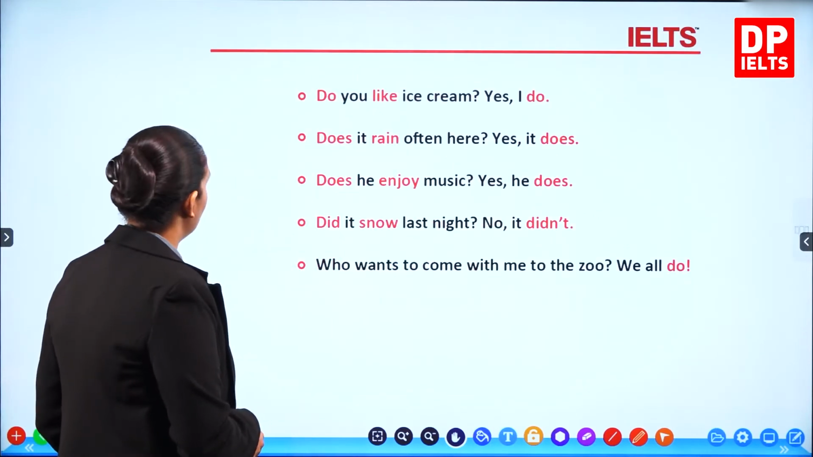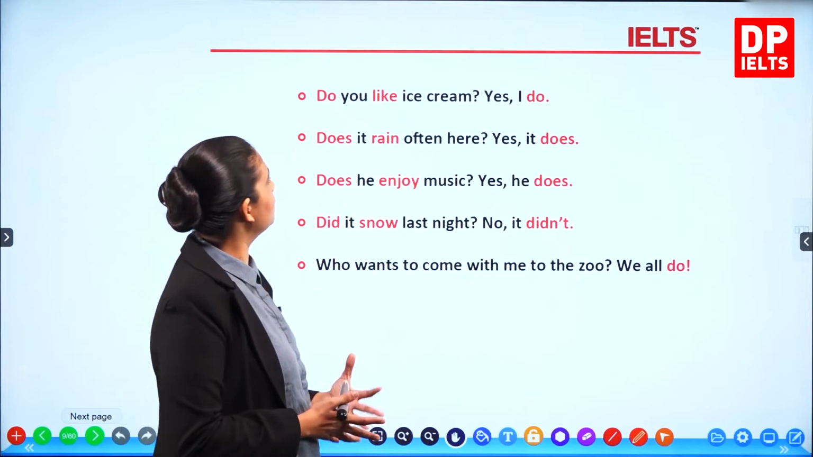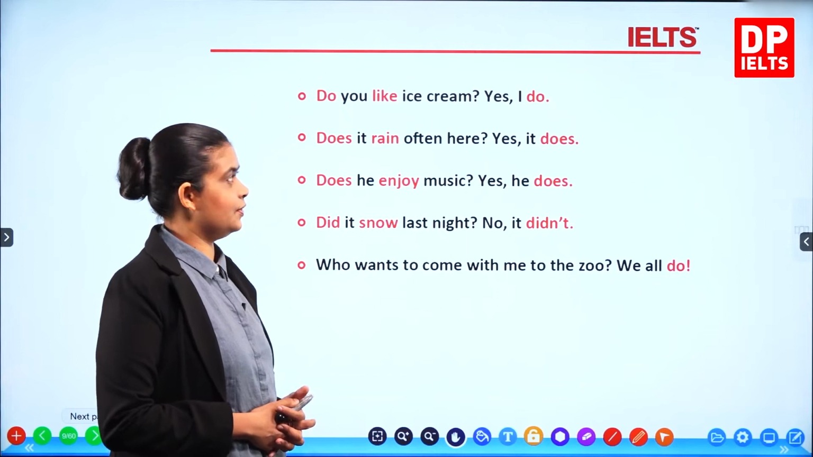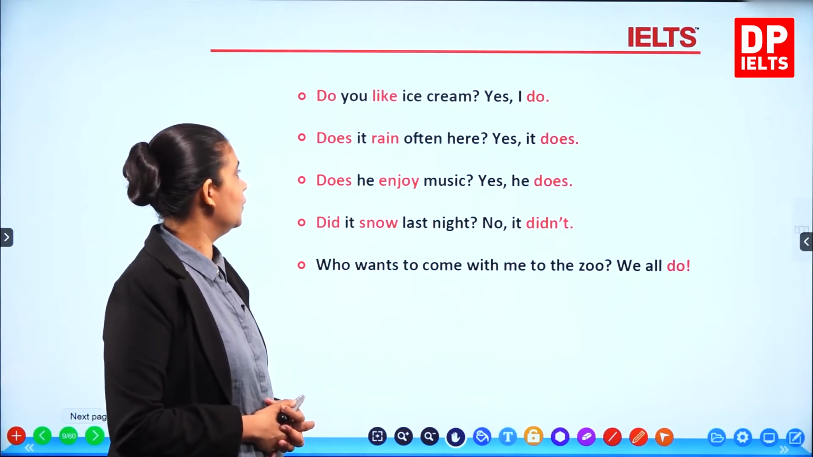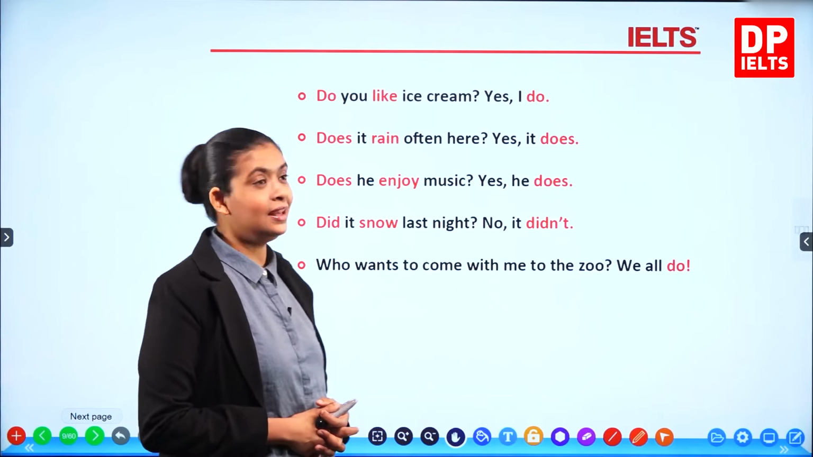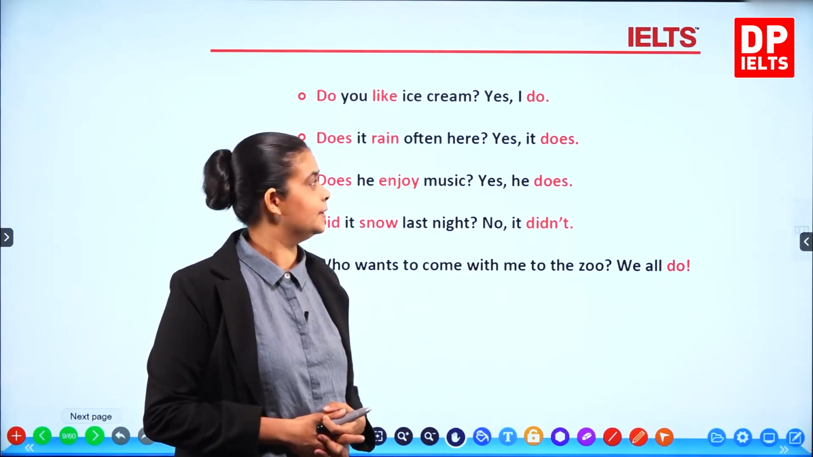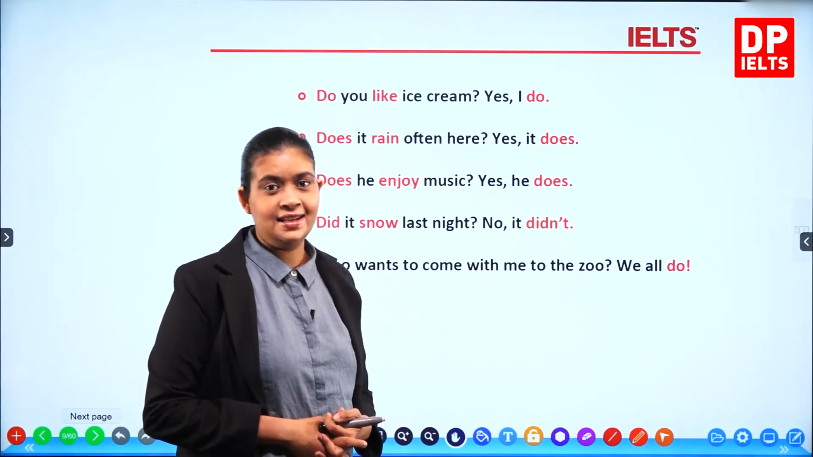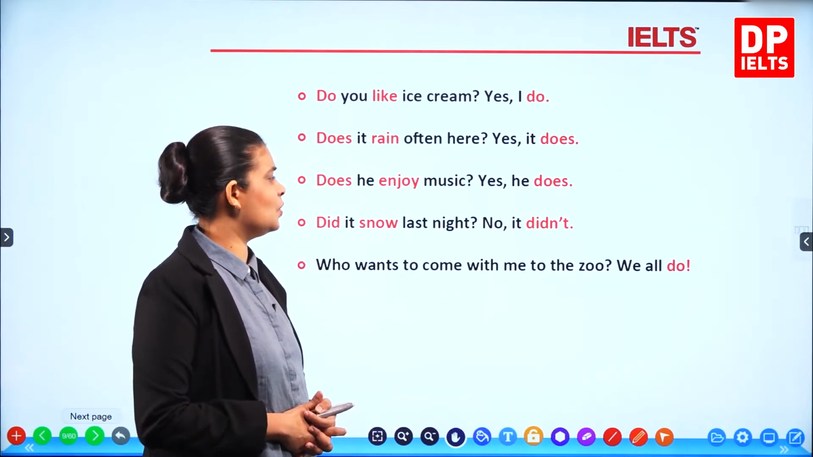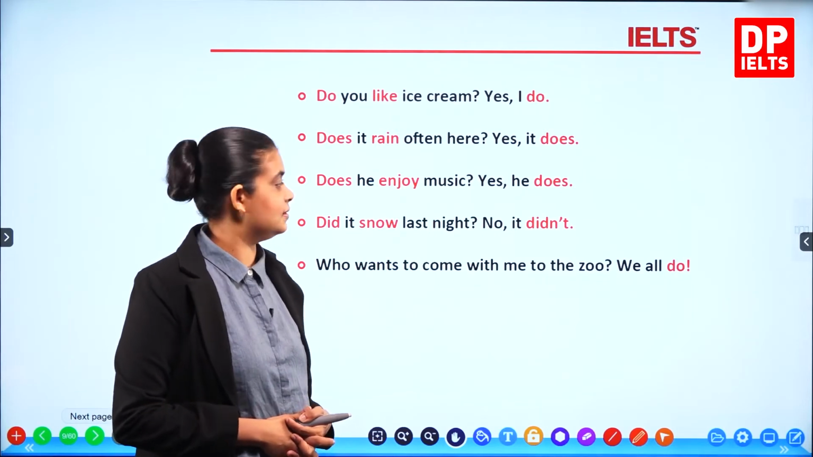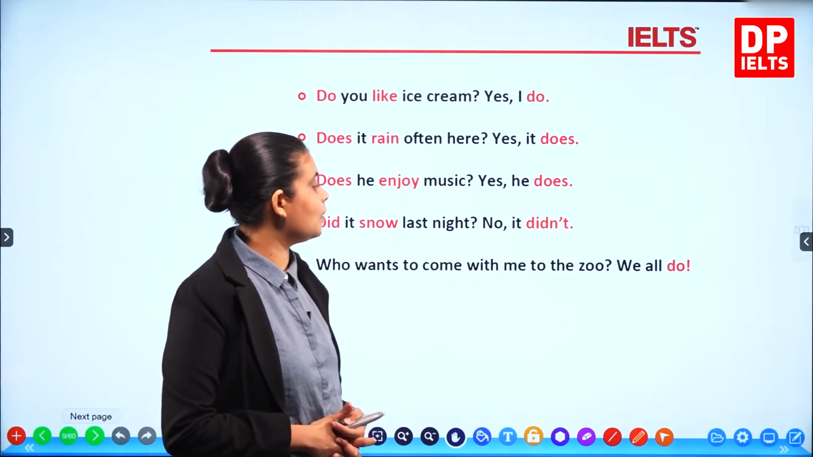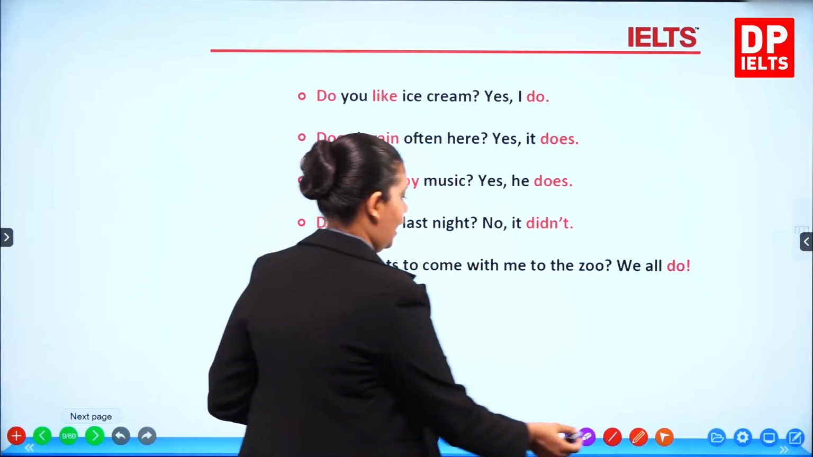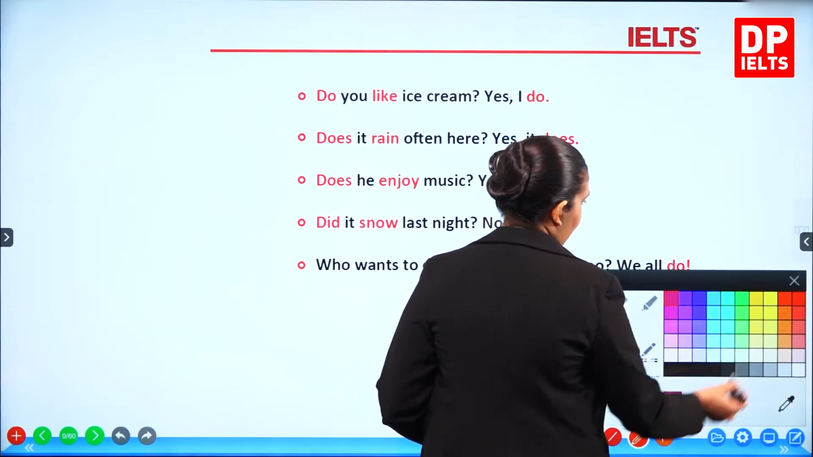Right. So let's have a look at some of the examples. Do you like ice cream? Yes, I do. Does it rain often here? Yes, it does. Does she enjoy music? Yes, he does. Did it snow last night? No, it didn't. Who wants to come with me to the zoo? We all do.